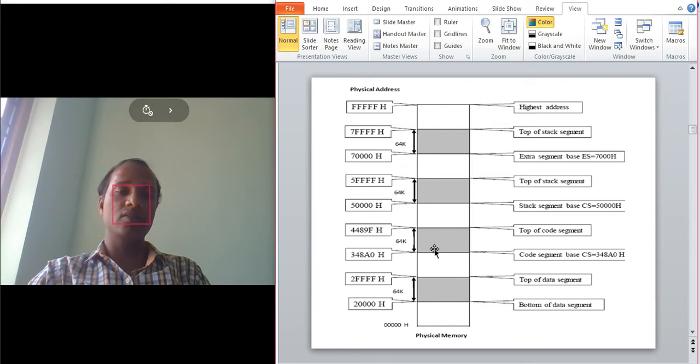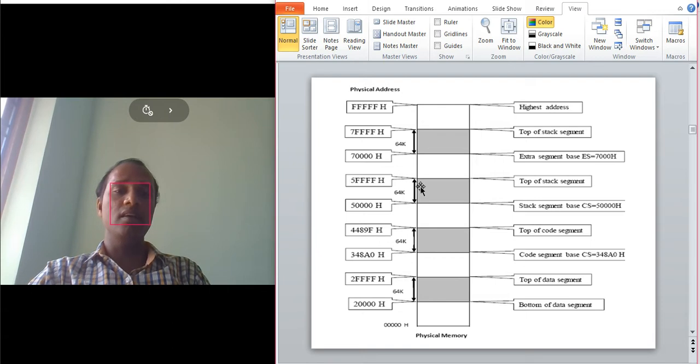And this is your code segment memory. In this code segment memory, the starting address is 34800H and the ending address is 4489FH. In order to access the code segment, we use the code segment register and the instruction pointer register, which is the offset register for this code segment memory. Depending on the values you take in the code segment register, these starting and ending addresses will change.